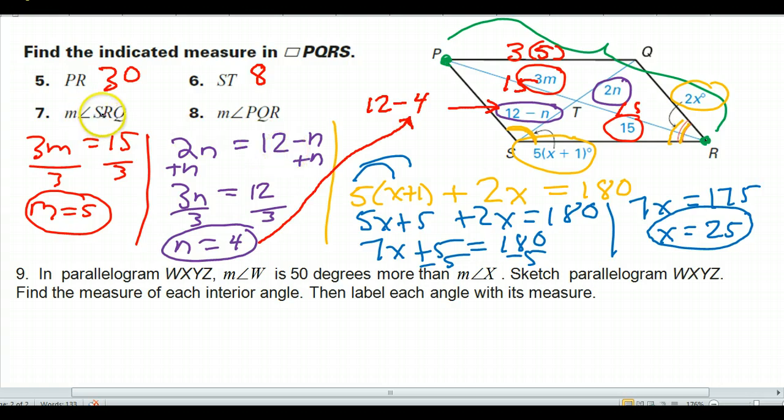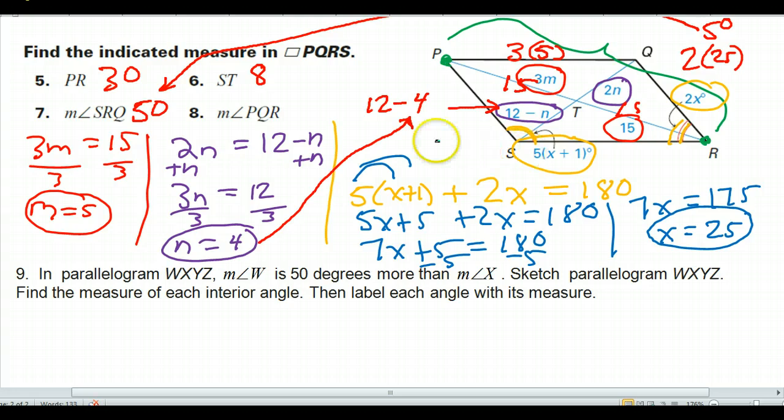Okay, if I want angle SRQ, SRQ is this acute angle over here. Okay, this is angle SRQ. That angle is supposed to be 2x. So 2x, so that's 2 times 25. So that's 50. It's getting a little crowded. I know. SRQ was 50 because that's 2x, so that was 2 times 25.